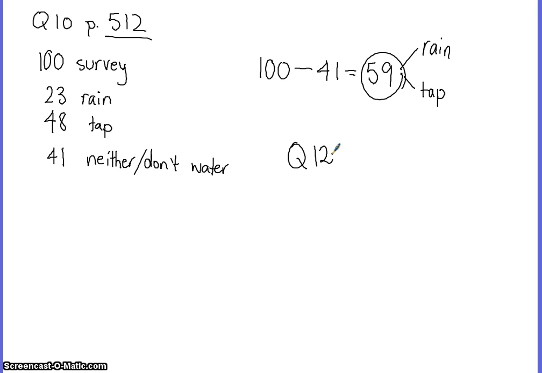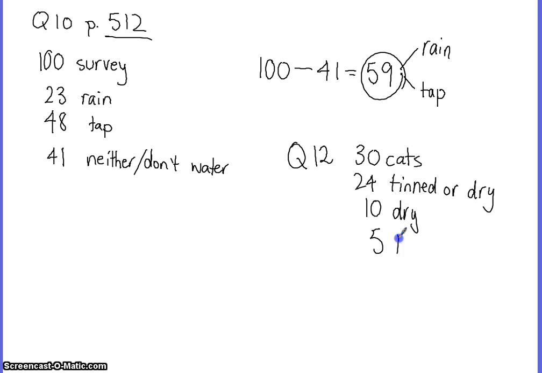30 cats. 24 ate tinned or dry. 10 like dry food. And then 5 like both.